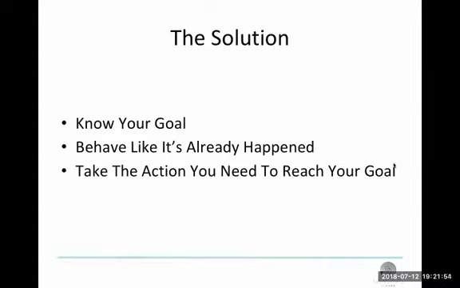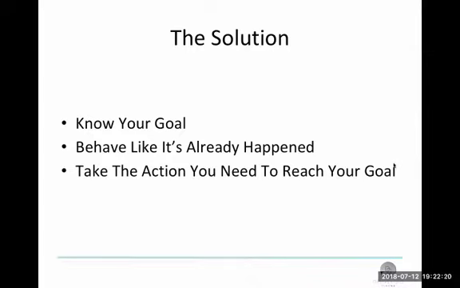Are they going to be doing their own social media, or are they going to have it automated or get somebody else to do it? And then you want to think about the other areas of your life. Would they be doing their own cleaning, or would they have a cleaner? So these are all the kind of things you need to be asking yourself, and you need to behave like it's already happened. Then the next part is you need to take the action you need to take to reach your goal. And just think about it for a minute.